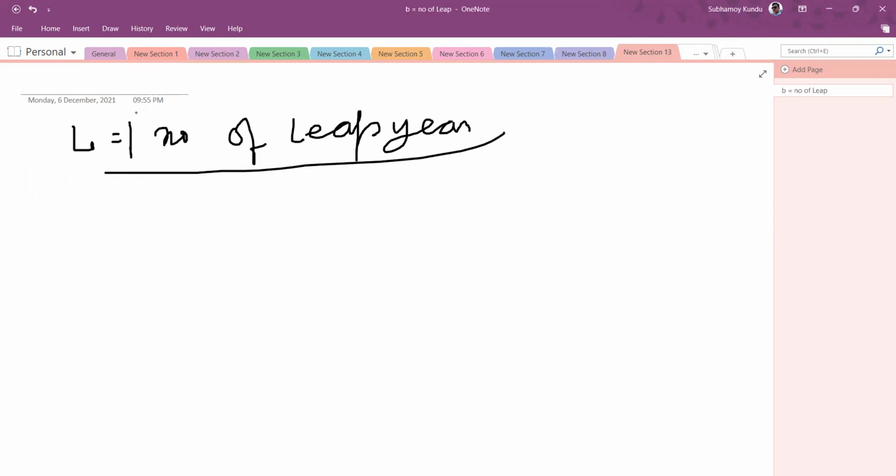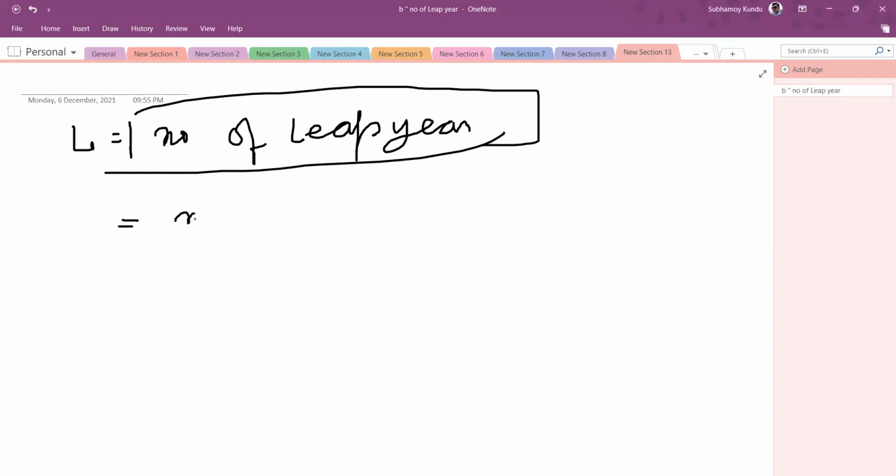Like I said, how do we calculate the number of leap years? We have to find out how many years are divisible by 4. Also, if it is a century, we have to check: if it is divisible by 100 and divisible by 400, then it's a leap year. When we check years divisible by 4, we also include those years divisible by 100 and 400 as well. So you have to subtract those years which are divisible by 100 but not by 400.